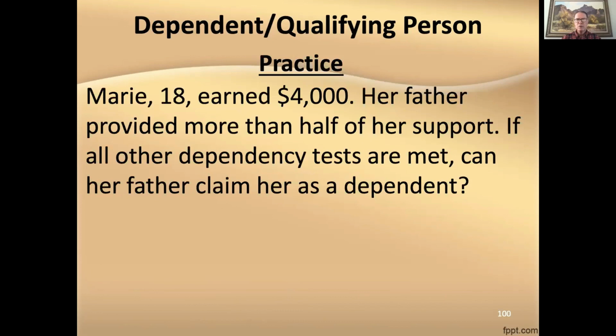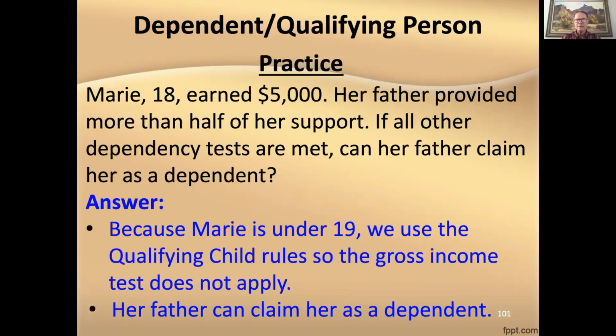Marie, 18, earned $4,000. Her father provided more than half of her support. If all the other dependency tests are met, can her father claim her as a dependent? She's 18. She's under 19. We use the qualifying child rule, so the gross income test does not apply, so her father can claim her as a dependent.